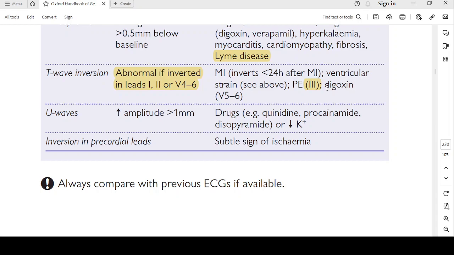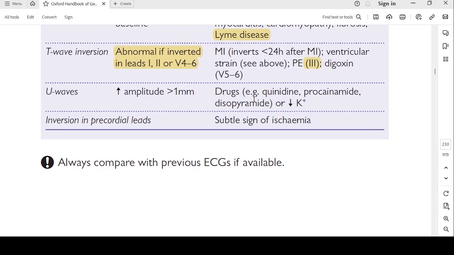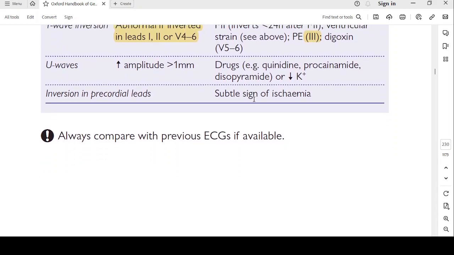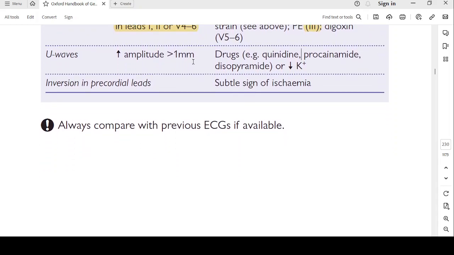So digoxin, pulmonary embolism has a specific ECG abnormality. Once we discuss that, we will discuss digoxin, or once we discuss an ECG, we will discuss digoxin. V5 to V6, there is a T wave inversion. U waves, increased amplitude more than 1 millimeter.